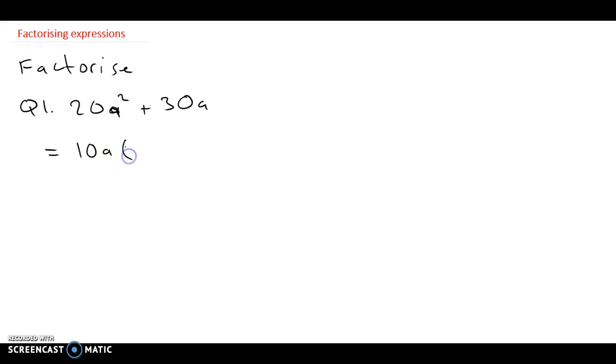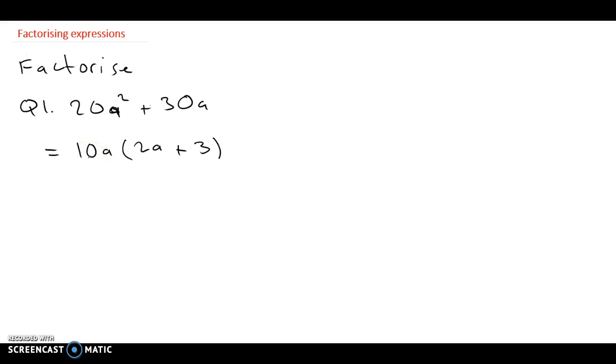And then in brackets, we need to think to ourselves, what do I need to multiply 10a by to give me 20a squared? Well, we need to multiply it by 2a. Likewise, what do I need to multiply 10a by to give me 30a? I need to multiply it by 3. So as you can see, it's almost the opposite process of expanding. When we're expanding, we're trying to get rid of the brackets. When we're factorising, we're trying to put in brackets. And often we can do this by taking out the highest common factor.